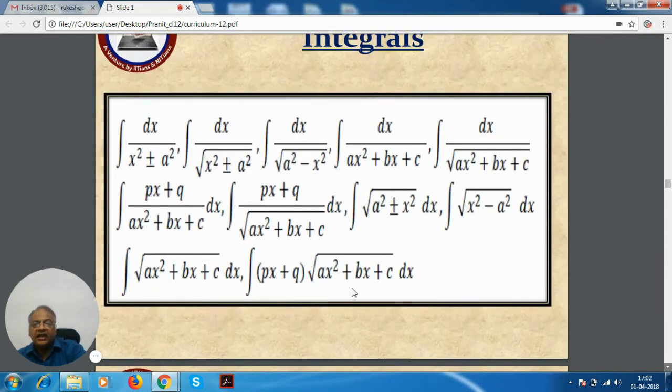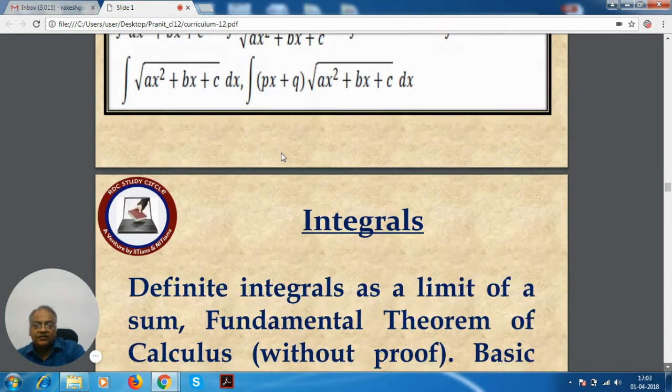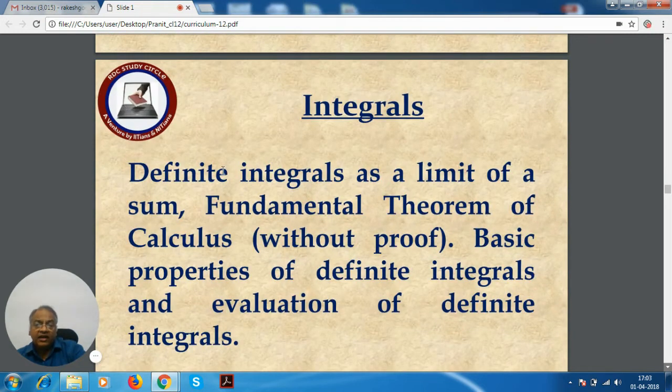So these are the 11 types of integrals, like dx upon x square plus minus a square, and so on and so forth. You have various integrations. Then after that you have definite integrals. The difference between definite and indefinite integral is that definite integrals have limits, a lower limit as well as an upper limit, and indefinite integral has no limit. Now, first of all, you express definite integrals as a limit of a sum. You have two fundamental theorems of calculus: basic properties of definite integrals and evaluation of definite integrals.